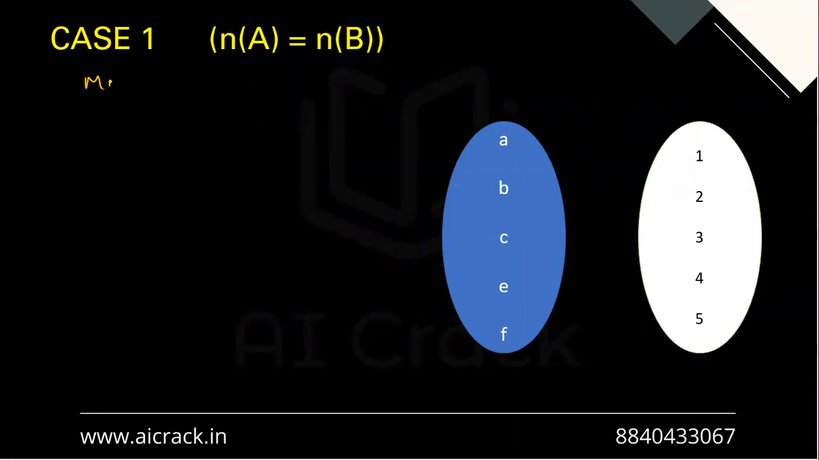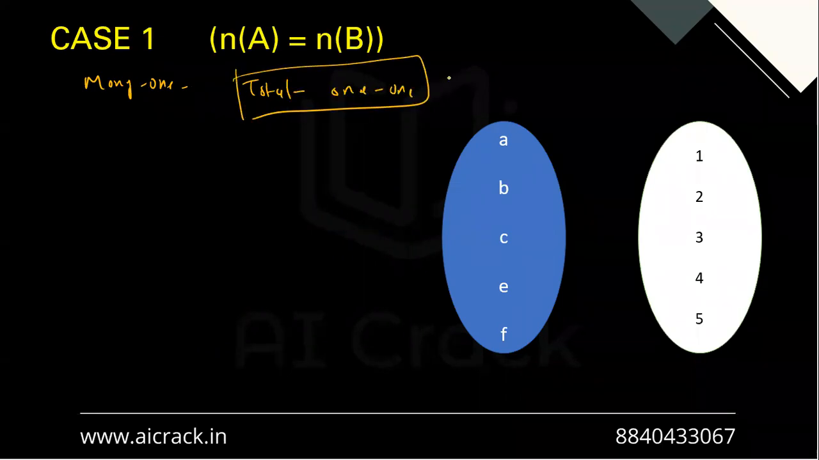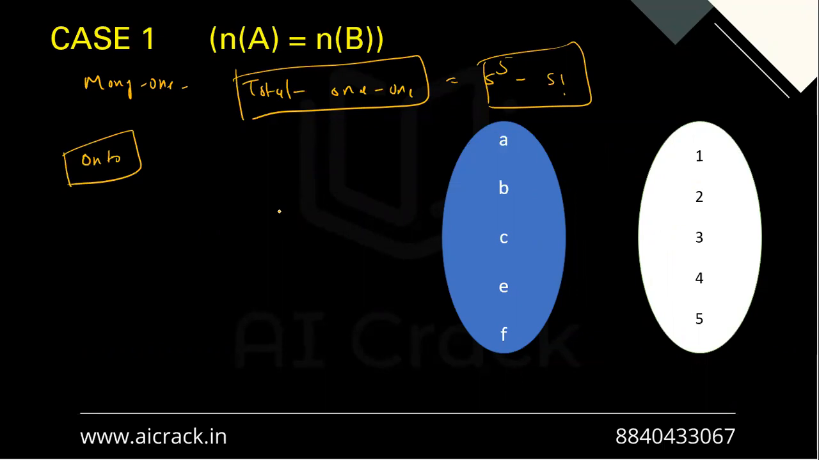Now for many-one, that is very simple. That would be total minus 1-1, right? That would be nothing but 5 raised to 5 minus 5 factorial. So these are our many-one functions. Now let's talk about onto functions, the total number of onto functions.